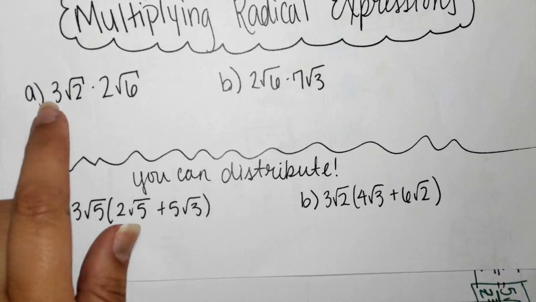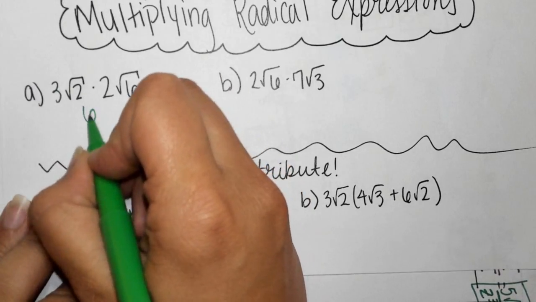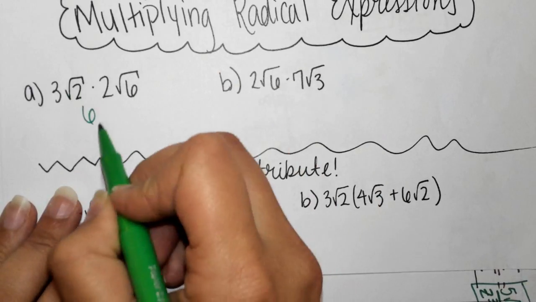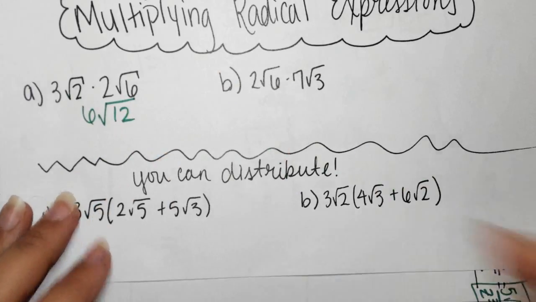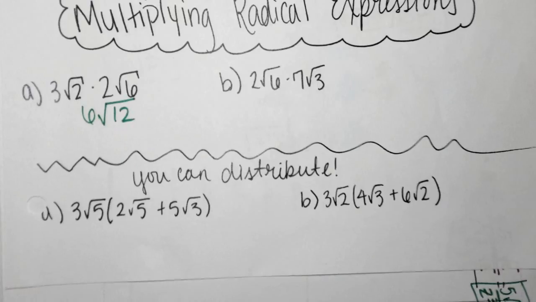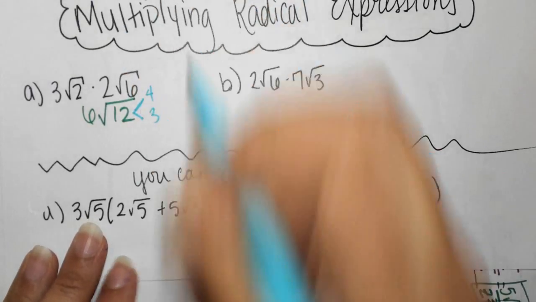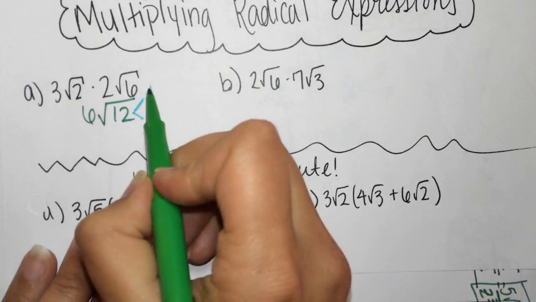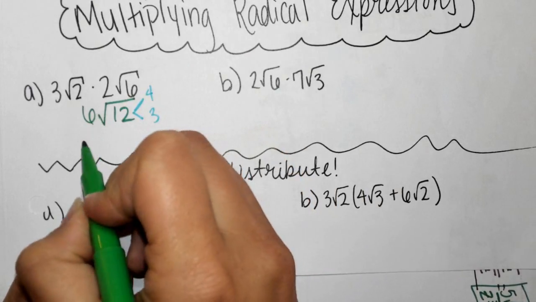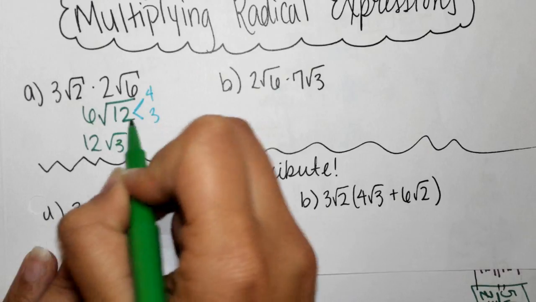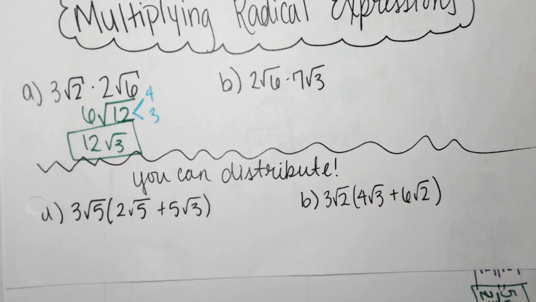Alright, so the first thing you do is you multiply 3 times 2 and you get 6. Then you do root 2 times root 6 and you get root 12. Then we simplify the square root of 12. What does that simplify down to? 4 and 3. And what's the square root of 4? 2. And what's 2 times 6? 12. So it's 12 root 3. Ta-da!